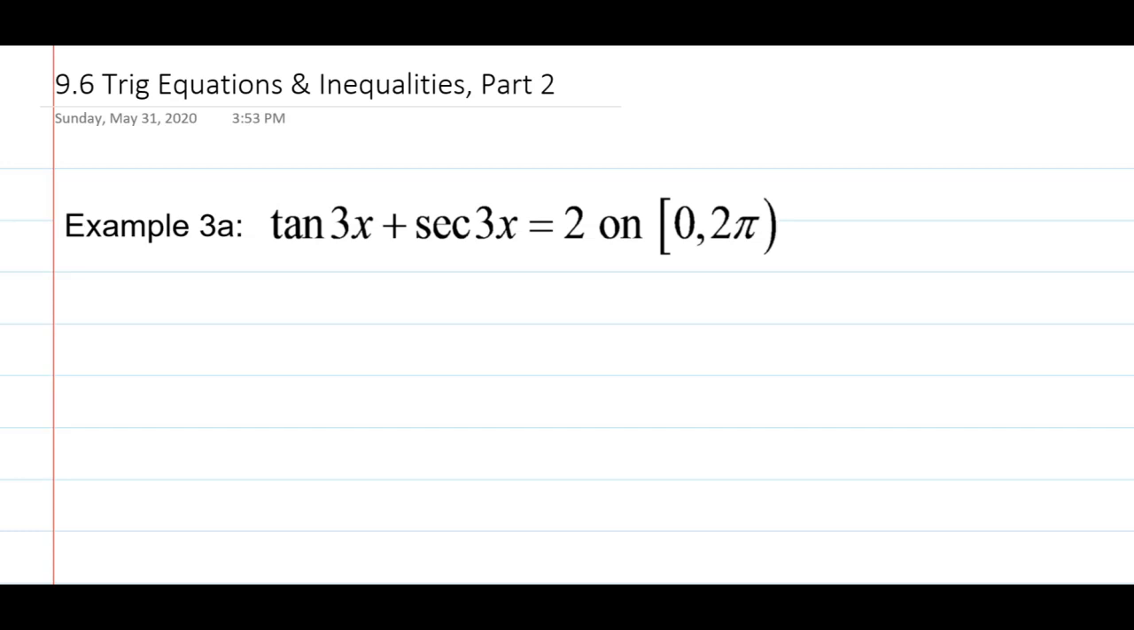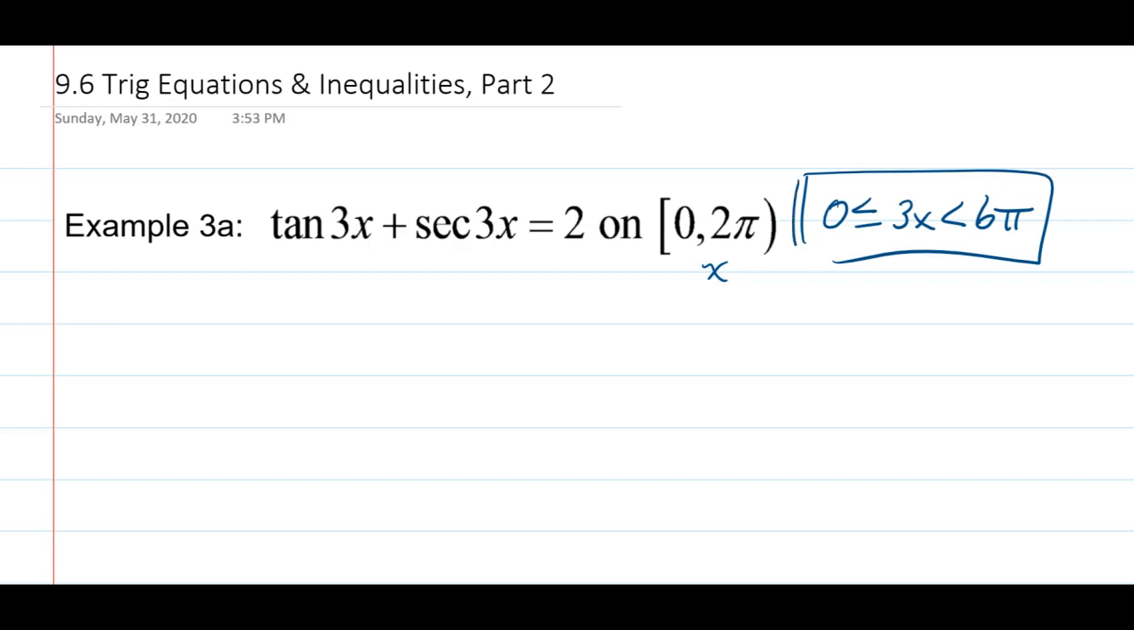This next example is an interesting one. And at the get-go, we notice that the angle is 3x in each of the trig functions. And so although x is between 0 and 2 pi, we can see right away that 3x is going to be between 0 and 6 pi. And this is something we're going to need to keep in mind as we solve this equation.